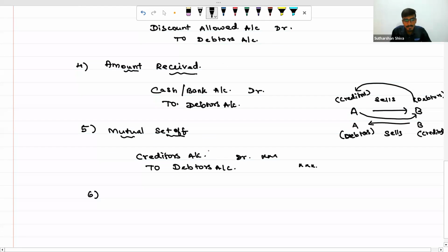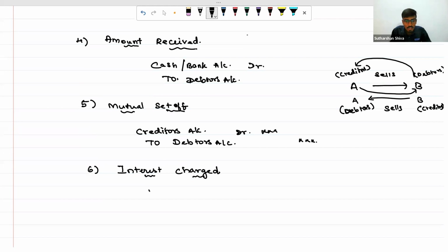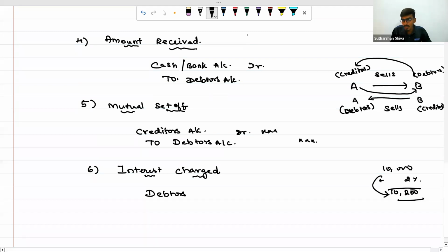In some cases, debtors may charge some interest. If interest is charged, my actual debtors amount will go up, because on 10,000 they are charging 2% interest. On 10,000 they are charging 2% interest, which means they are simply asking for an extra 200 rupees. Correct? My 10,000 becomes 10,200.